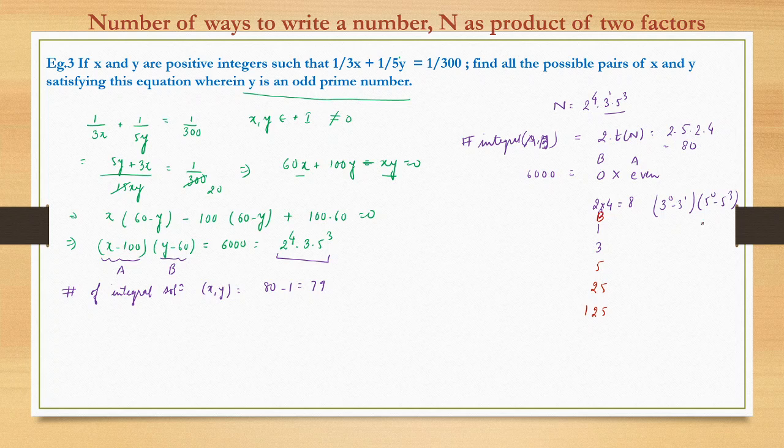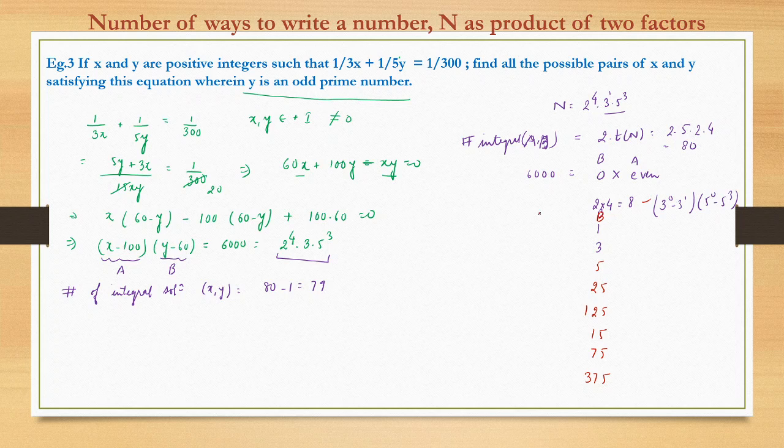Then we will cross multiply 3 into 5, 3 raised to power 1 into 5 raised to power 1, 15. 3 raised to power 1 into 5 raised to power 2, 75. 3 raised to power 1 into 5 raised to power 3, 375. So how many cases did you get? 8 cases. Same as 8 here. Now, this is the value of B, right?